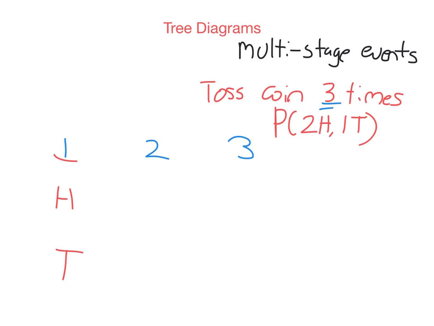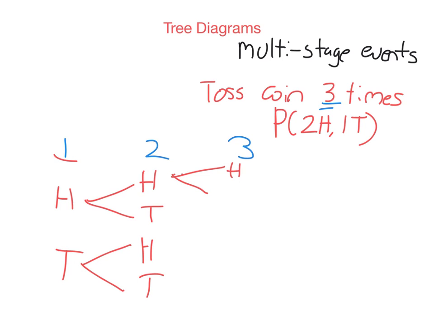Now, if I get a head on the first go, on the second go, I can still get a head or a tail. Similarly, if I get a tail first up, I can still get heads or tails on the next go. And for the third toss of the coin, it's the same thing. Doesn't matter what I got in the previous 2, I can get heads or tails on the last one.